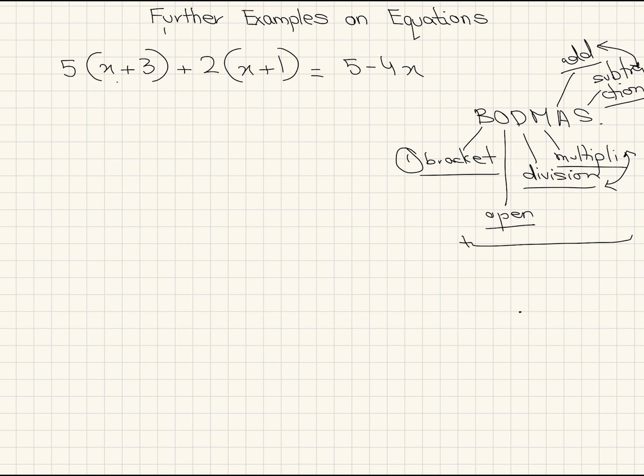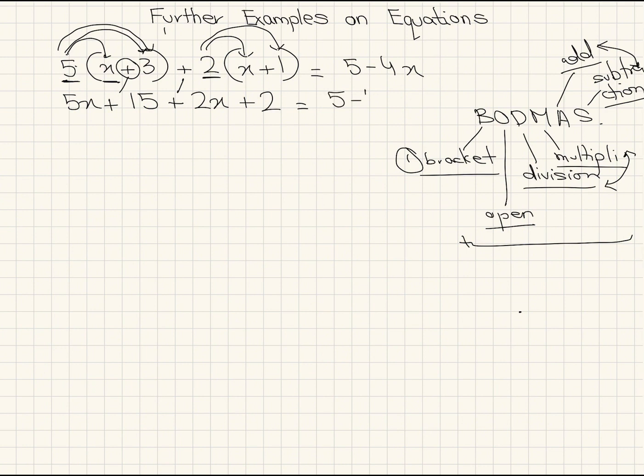How will I open the bracket? So I have a 5, and then in bracket I have x plus 3. This basically means that my 5 is getting multiplied with both x and with 3 that are inside the bracket. This is what this stands for. Now, how will I open it? I will multiply 5 with x first. So it's going to give me 5x, and then the sign carries forward plus, and then I'm going to multiply my 5 with 3, giving me a 15. All right, then I'll move on to the next bit. I'll add the positive there as it is, and then 2 multiplied by x, which gives me 2x, plus 2 multiplied by 1, which gives me a 2, equals 5 minus 4x.